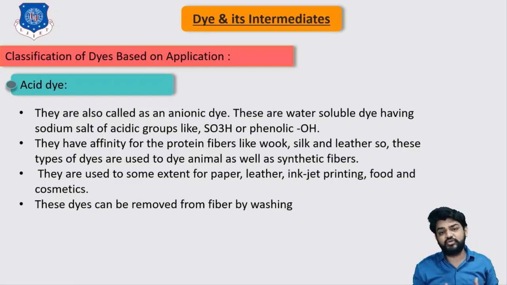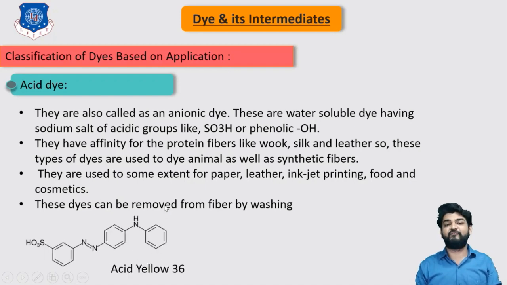Hence they are generally used to color different fabrics that are obtained from animal skin or are synthetically produced. Now if we look at the next point, they are also used to some extent for paper, leather, inkjet printing, and even some food and cosmetic applications. So these kinds of dyes are generally used for different purposes as well. Now this dye can be removed from fiber by washing. So with the help of washing, we can remove this type of dye imparted on the fibers.